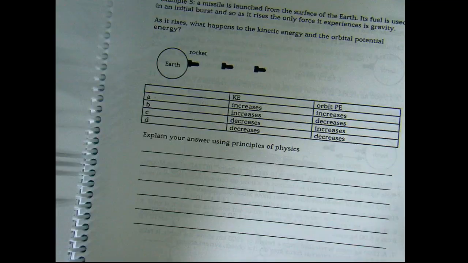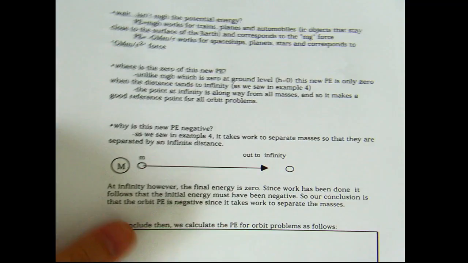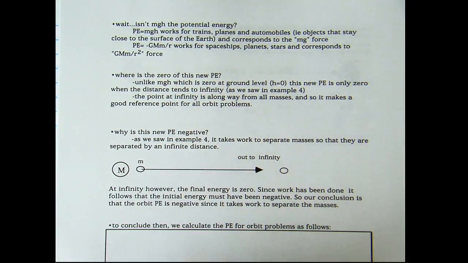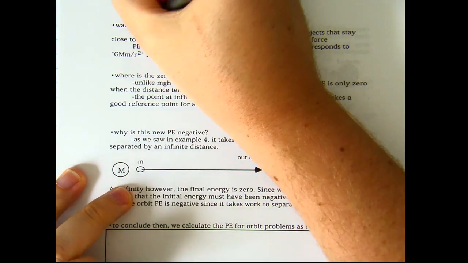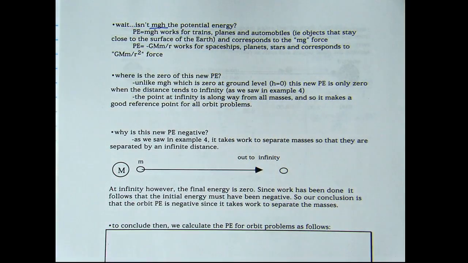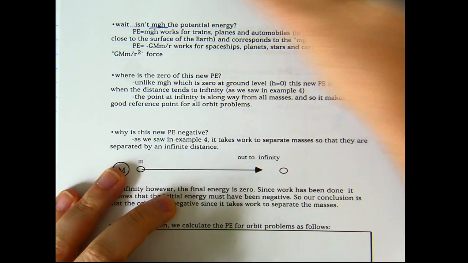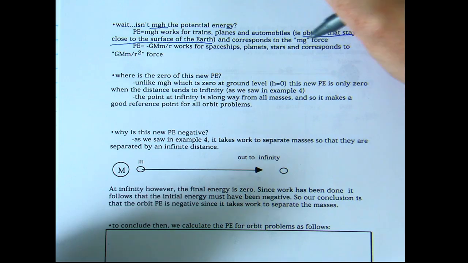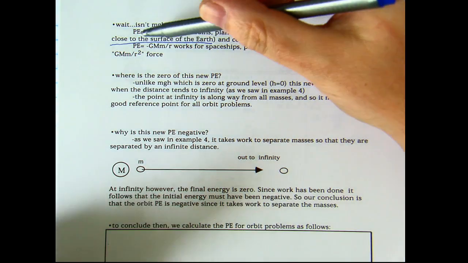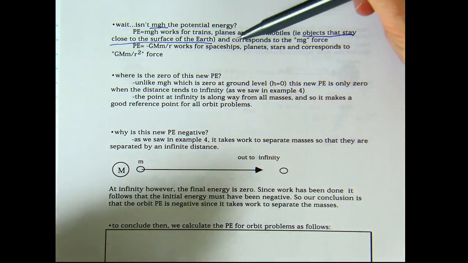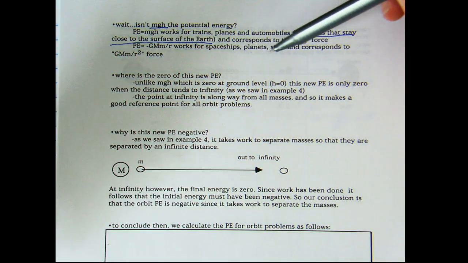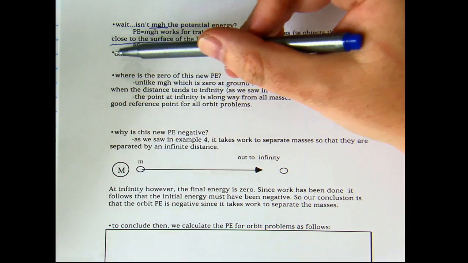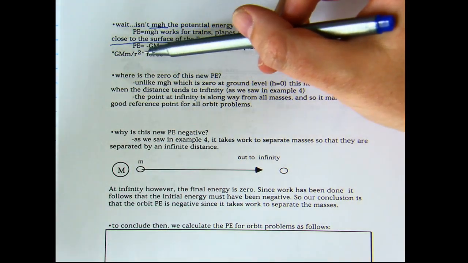Things are getting odd. That's okay. So we had this expression before. We had mgh for potential energy. PE equals mgh works for things that are close to the surface of Earth, objects that stay close to the surface of Earth and correspond to this mg force. We have to use PE equals negative GMm over r for objects that get further away: spaceships, planets, stars, things that we can use this GMm over r squared expression for gravity for.